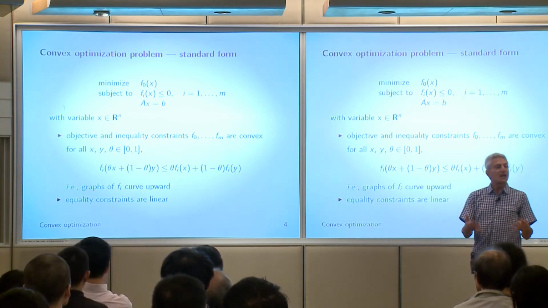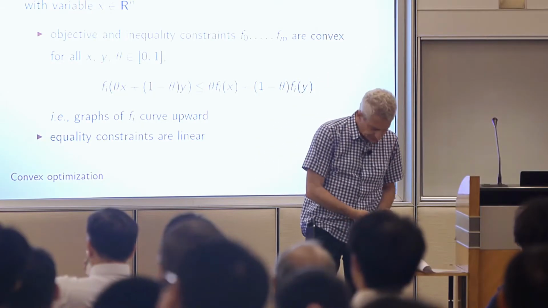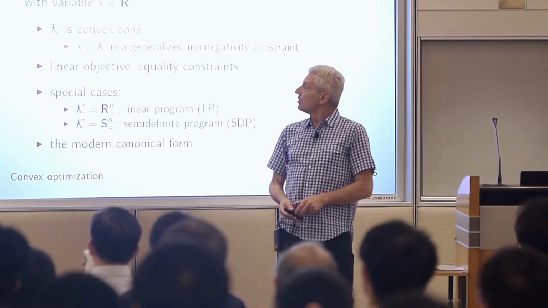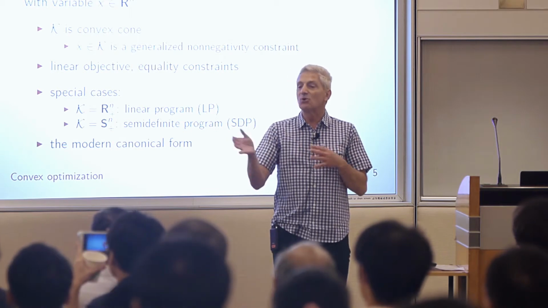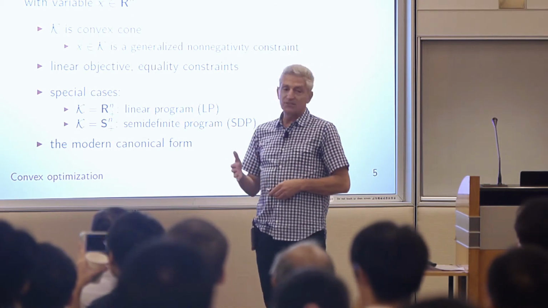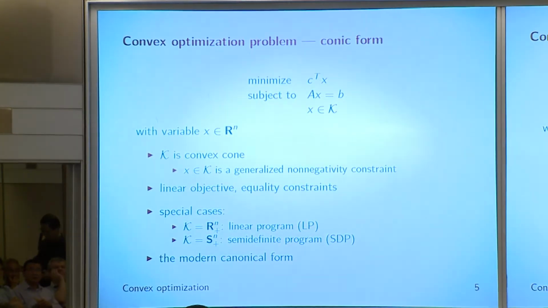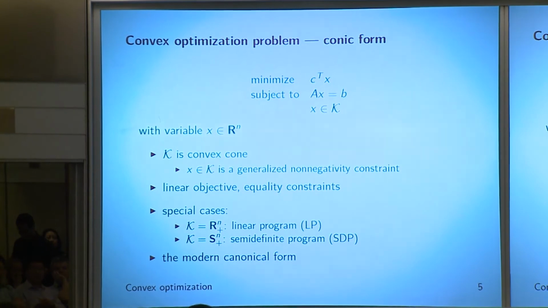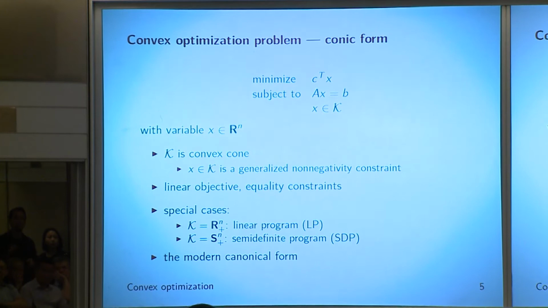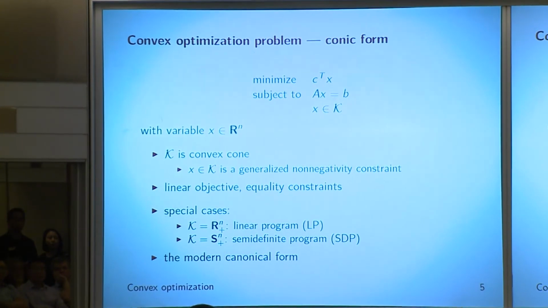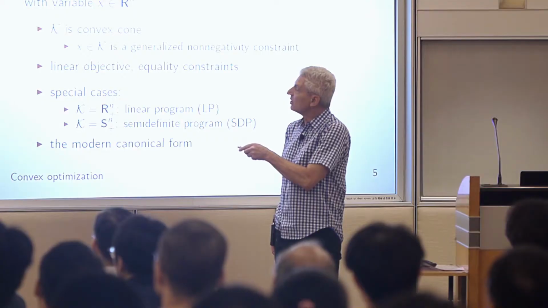If you study it or do the mathematics of it, you would start from this. What has emerged in the last maybe 15 years, but even more so in the last 5 years, as a standard canonical form is something called cone programming, or conic form. It's a special case, and it looks like this. The objective is linear. The equality constraints are still there, but all nonlinearities are put into a cone constraint. That says that the variable x lies in some cone.